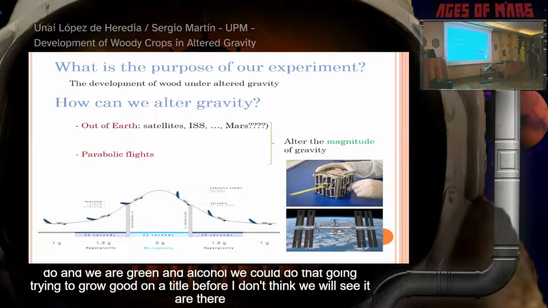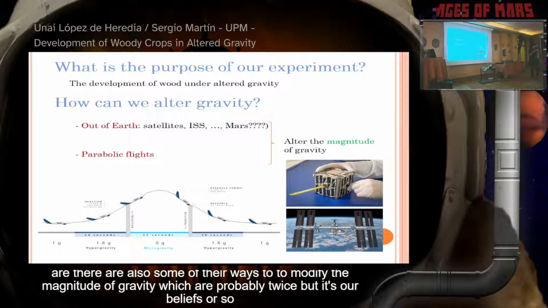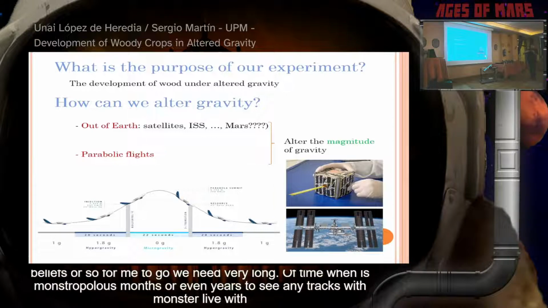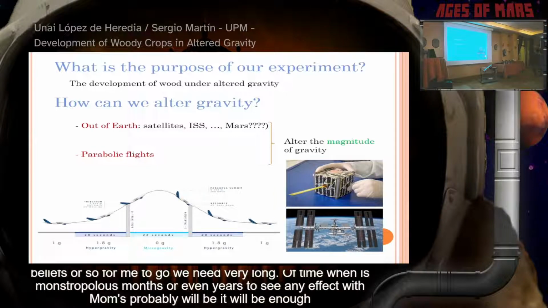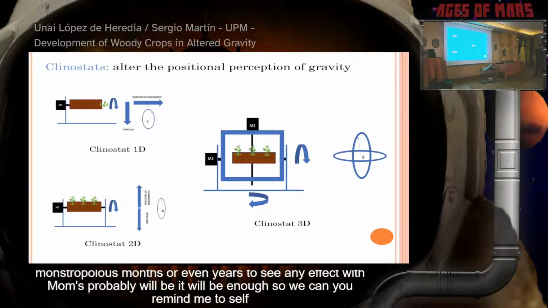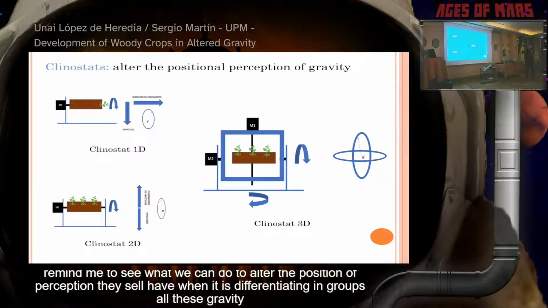There are also some other ways to modify the magnitude of gravity, which are parabolic flights, but these are very short. For wood to grow, we need very long periods of time. We need months, at least months, or even years to see an effect. With months, probably it will be enough. So we cannot alter the magnitude of gravity, but what we can do is to alter the positional perception the cell has when it is differentiating in a wood cell of this gravity. And we can do it here on the ground.